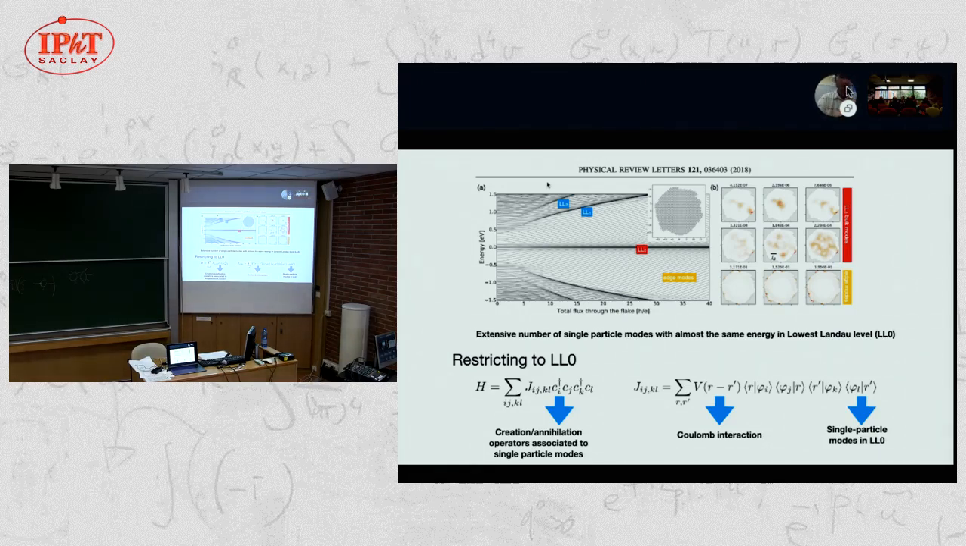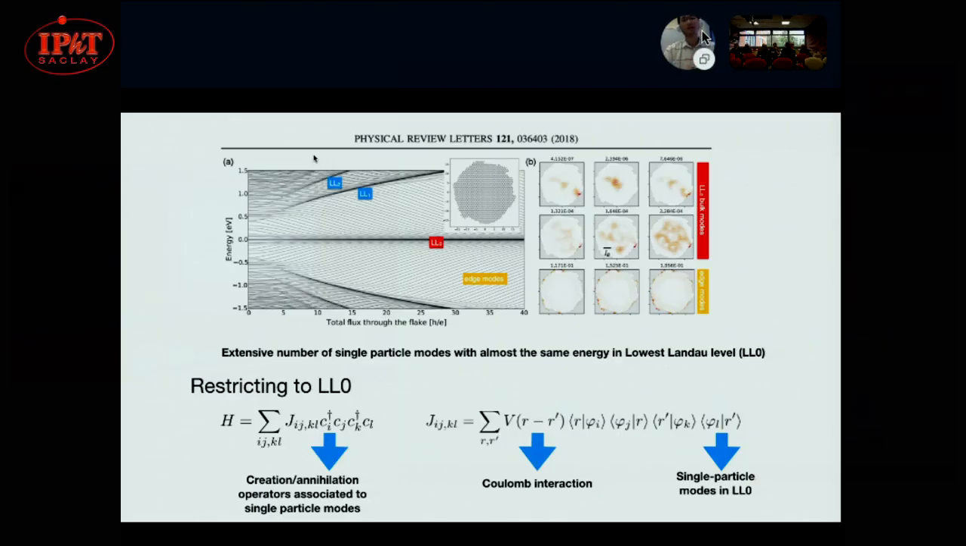So in this plot, which I took from their paper, the y-axis is the energy of single particle modes, and the x-axis is the magnetic flux. As you see, if I increase the magnetic flux, I will have more and more single particle modes quenched at energy 0, and that is protected by some Carroll symmetry, and you have so many lowest Landau levels.